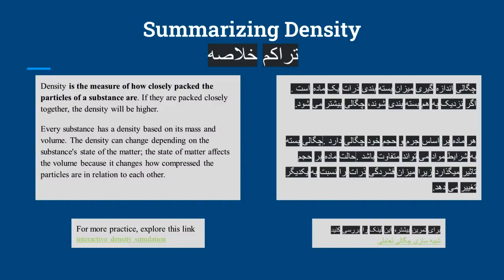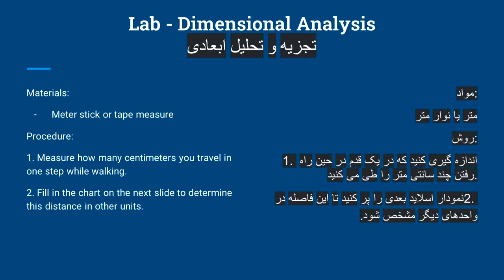Just to summarize the things I talked about today, I want you all to remember that density is a measure of how closely packed the particles of a substance are. We record this measurement in grams per centimeter cubed or grams per milliliter. This is because every substance has a density based on its mass and volume, which changes depending on the substance's state of matter. The state of matter affects the volume because it changes how compressed the particles are. If you guys want more practice with density, there's a link below which will take you to a website that has more examples and practice problems.